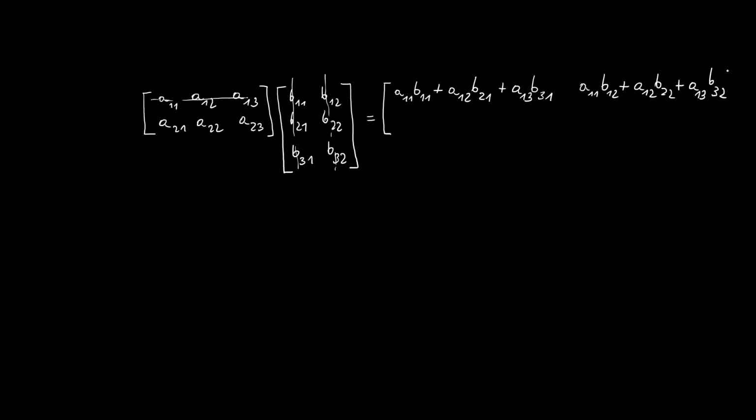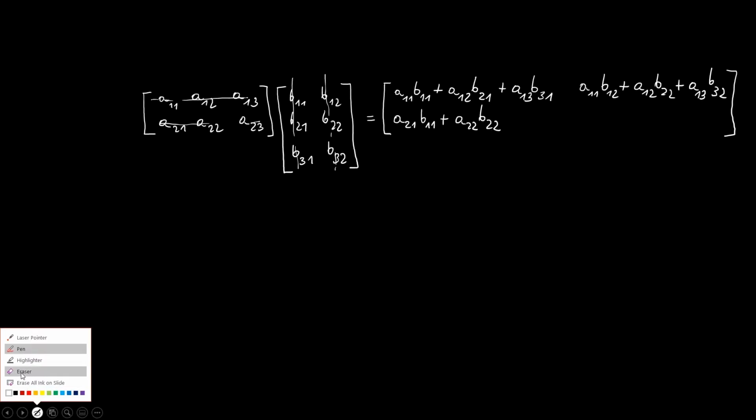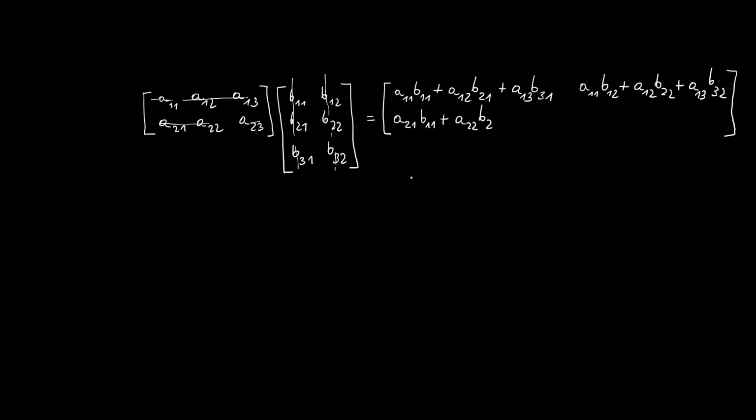So we have the first row of the output matrix. Now, for the second row of the output matrix, we take the second row of the first matrix and the first column of the second matrix. So it's A21 B11 plus A22 B21 plus A23 B31.